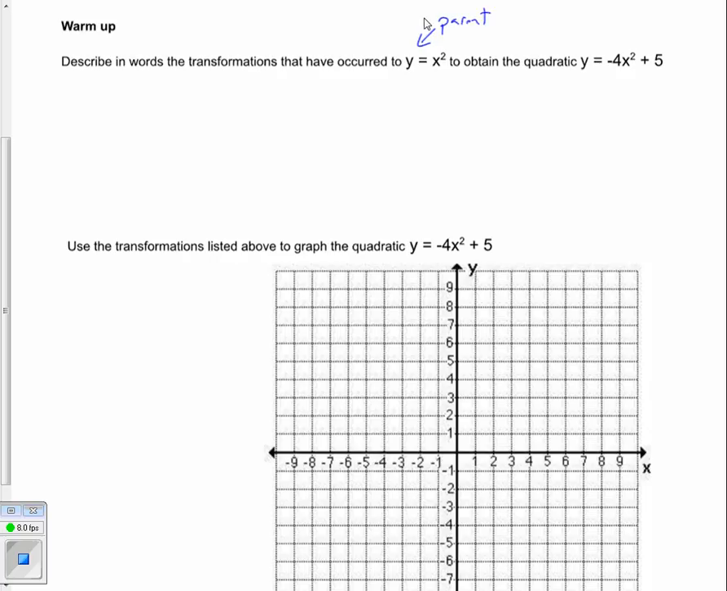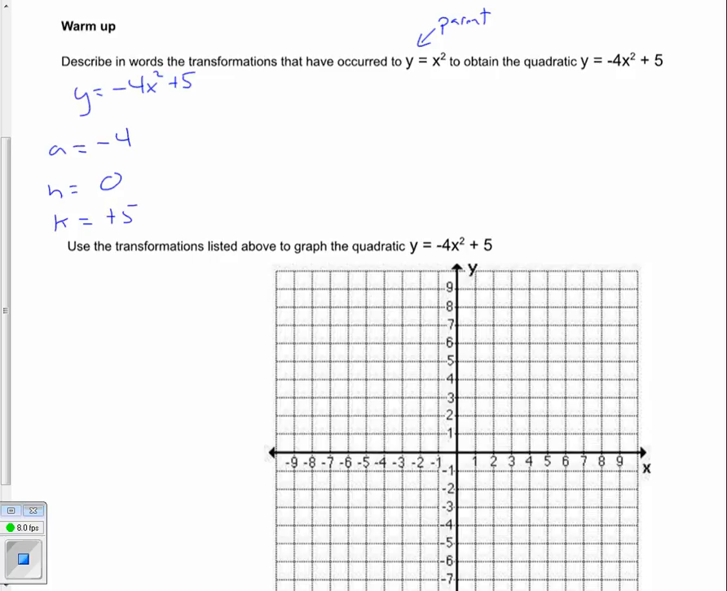So the parent form of the equation, and then what happened to it to get to the new equation y is equal to negative 4x squared plus 5. In the equation y equals negative 4x squared plus 5, we will always want to start by identifying our a, h, k values. So our a value is negative 4. Our h value is 0 because there is nothing within those brackets there. And our k value is positive 5.